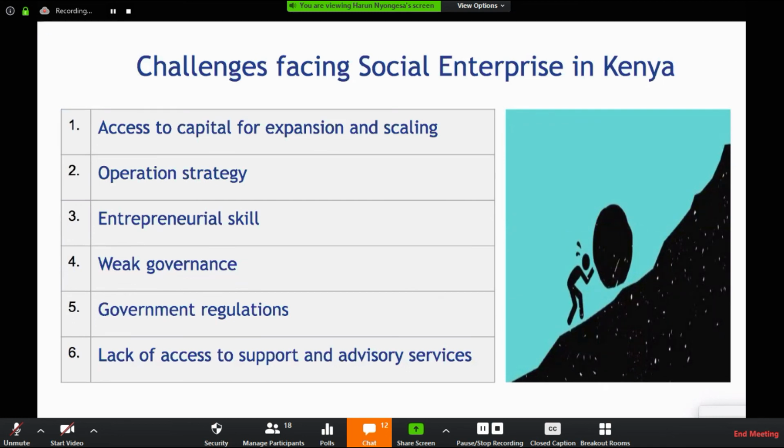One, access to capital for expansion and scaling. This is a big one. You find some prospective social entrepreneurs have great ideas, but they lack capital to implement those ideas and to reach the communities that they want to reach. Secondly, operation strategy, where the managers don't have a great strategy to operate the enterprise, which then means that the health of the enterprise is at risk, and you may find, just like other businesses, some of them collapsing within a short time because of the lack of clear operation strategy and focus.